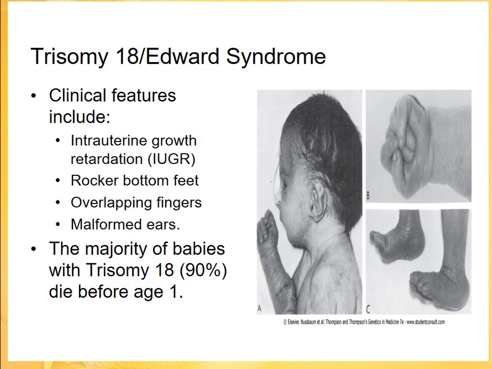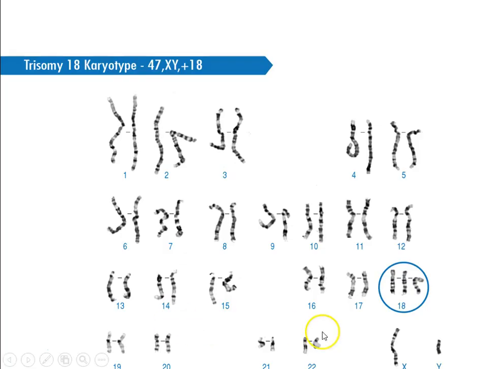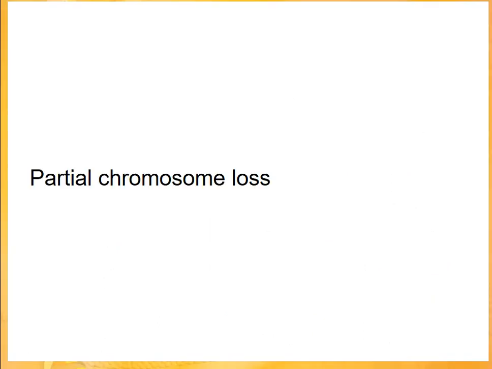Again, they have very severe cognitive delays and congenital heart defects. And here we have a karyotype. It's always nice when it's circled, with 3 copies of chromosome 18.